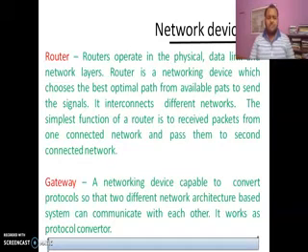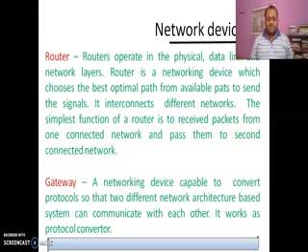The simplest function of a router is to receive signals from one connected network and pass them on to the other connected network. Now the router is very important here. Next is the gateway, a networking device that is capable of converting protocols so that two different architecture based networks can communicate.